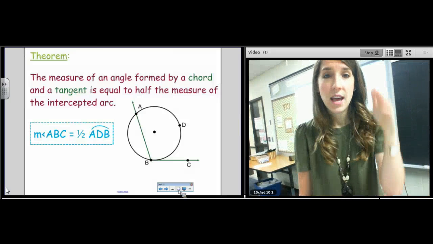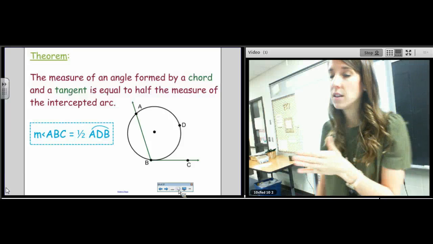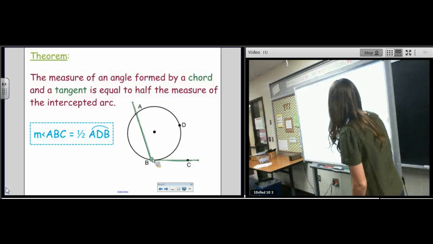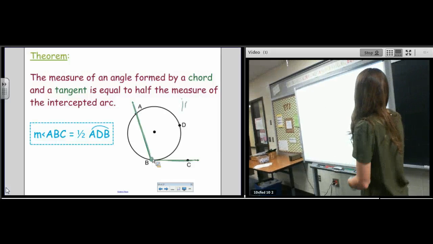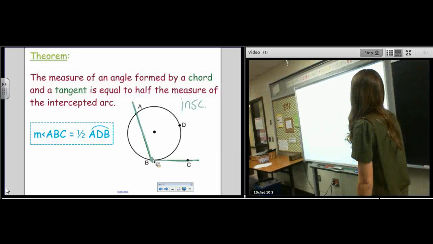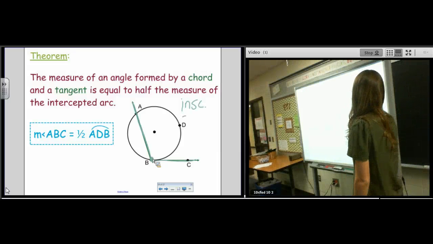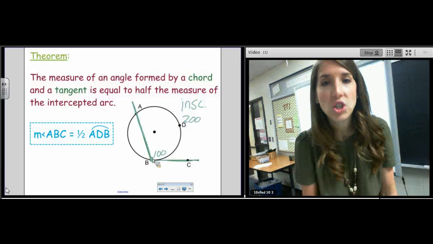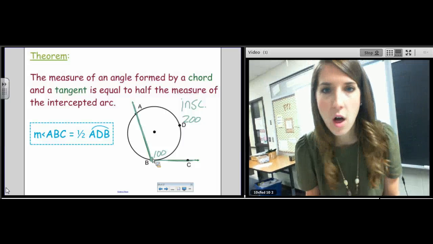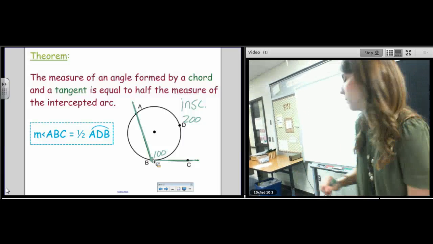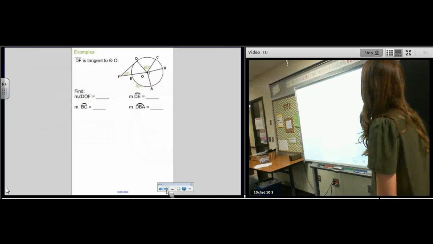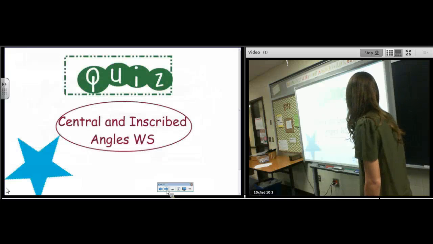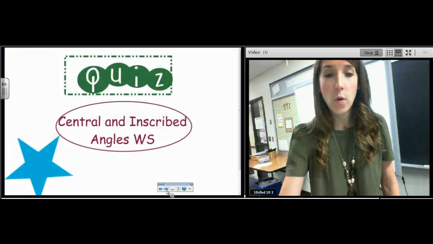When you've got a tangent and a secant, because the vertex is on the circle, you're going to treat it just like an inscribed angle, just like one. So if this arc is 200, then that angle is 100. You treat it just like an inscribed angle, even though you don't call it an inscribed angle. Treat it just like one. Okay. We are not going to have enough time to do these examples. Go ahead and start your quiz.